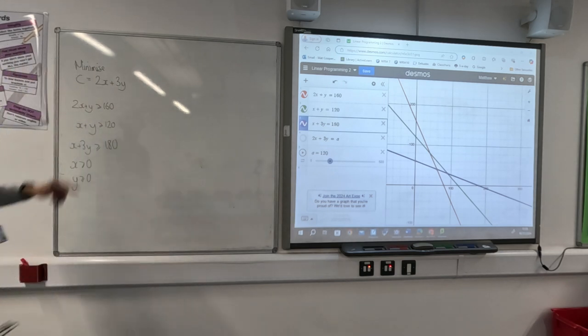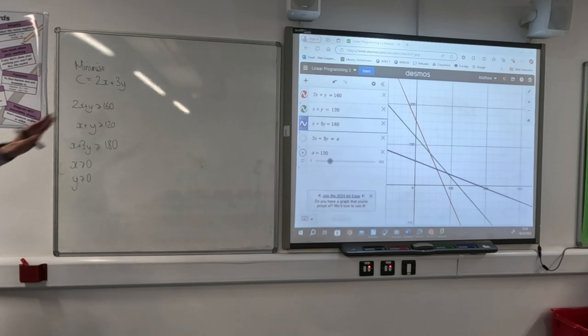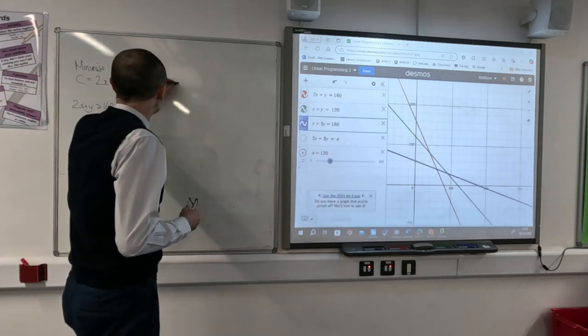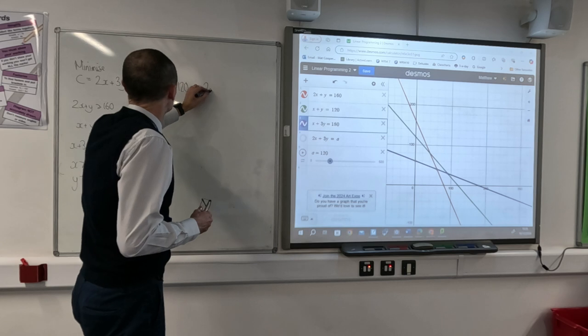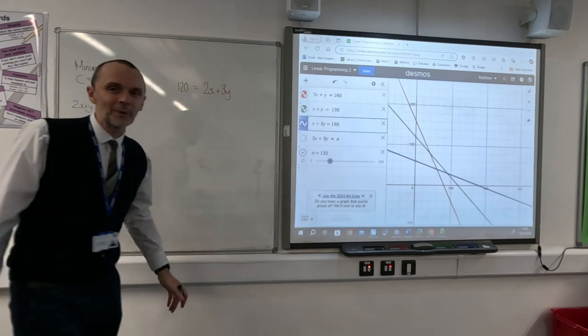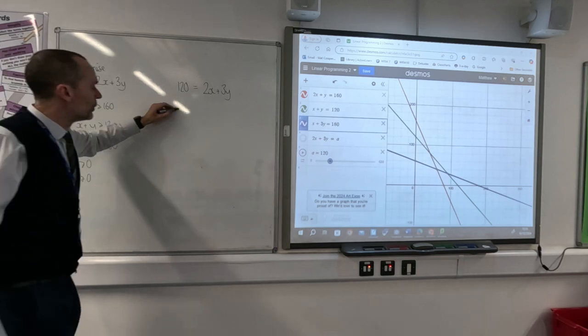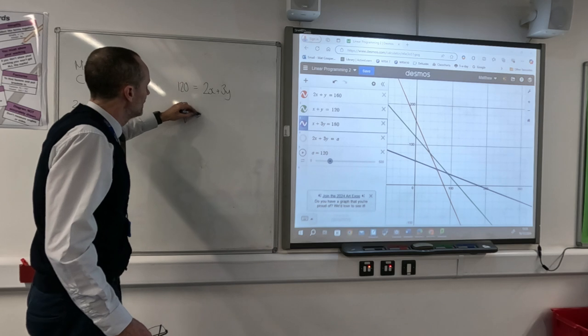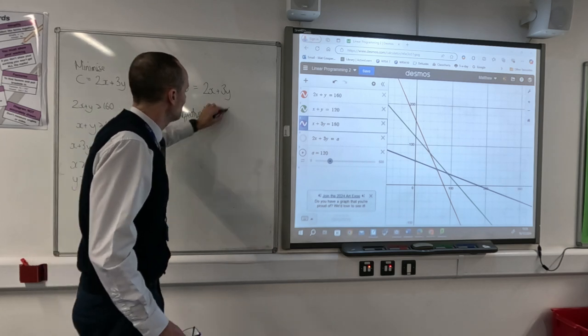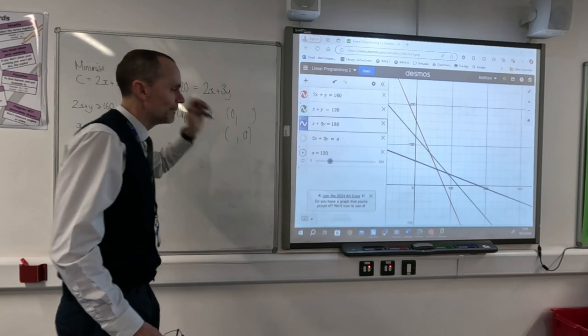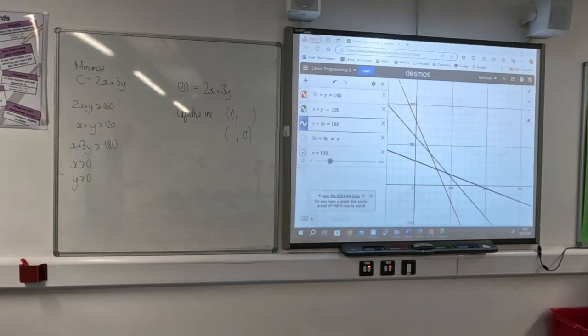We pretend that we know what the profit's going to be. Now, we already know it's going to be in the high 200s, low 300s. But I'm going to pretend that C is 120. I chose 120 because it's divisible by 2 and it's divisible by 3. So I'm going to draw that line. I invite you to do the same. Draw that line on your graph, add it to the graph. That line there.